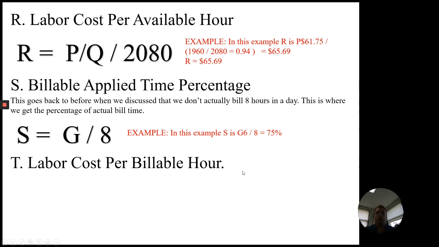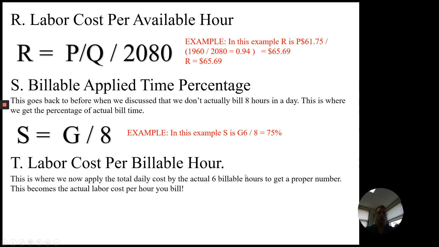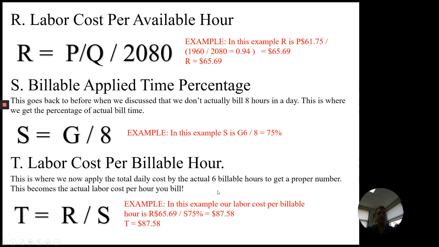So that's T. T, we're going to get our labor cost per billable hour. So this is where we now apply the total daily cost by the actual 6 billable hours to get a proper number. This becomes the actual labor cost per hour you bill. So as long as you're billing this for 6 hours, you're covering your 8 hours. So T equals R divided by S. In this example, our labor cost per billable hour is 65.69. Divide that by S, which is 75%, equals 87.58. So T is 87.58.